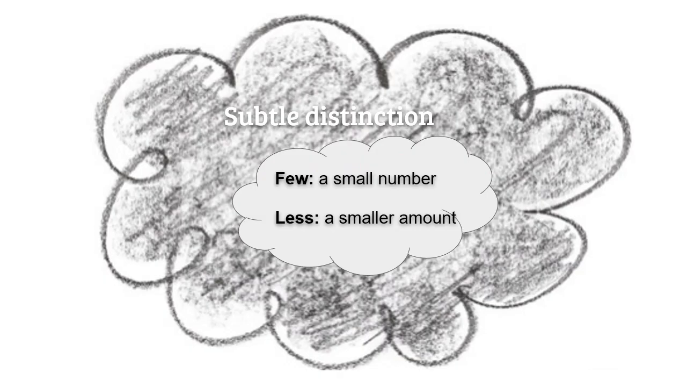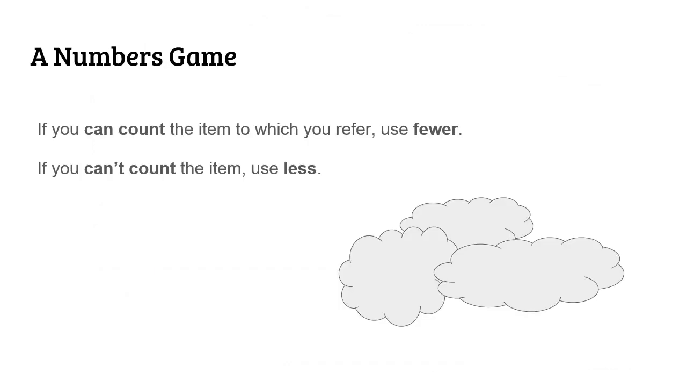So again, it's a subtle distinction, but easy enough if you know what to look for. Few basically means a small number, something countable. Less means a small amount of something that's not quite countable, like a mass or a liquid or an idea. Basically, if you can count the item that you're referring to, you should use the word fewer. But if you can't count the item, just use less.